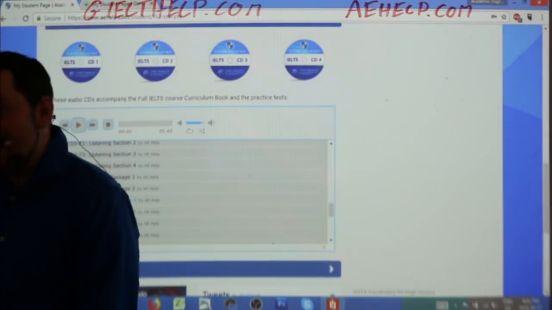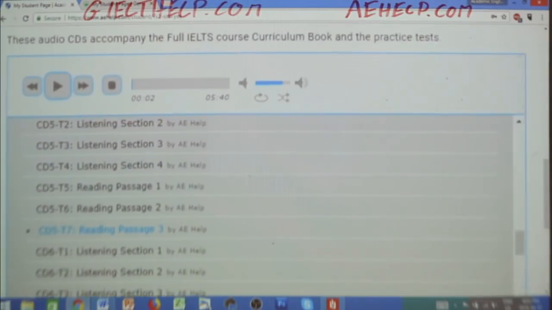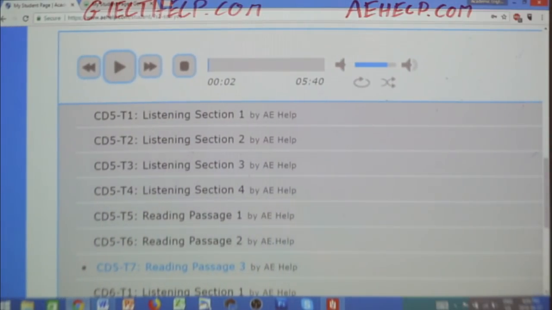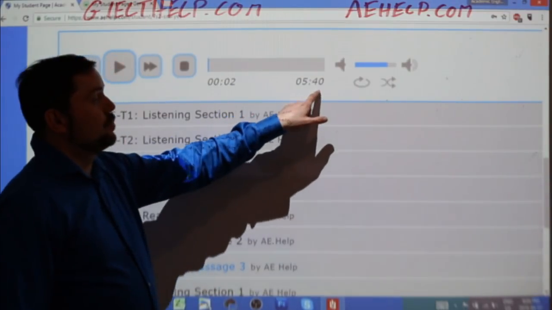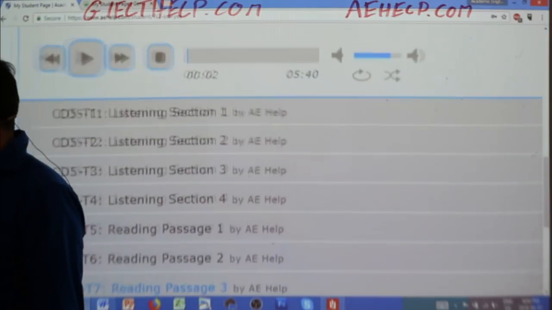So that was, ladies and gentlemen, a total of, and you can see that in your track. So if you're using our course at home and you're curious about how fast this person is reading, that was 5 minutes and 40 seconds.